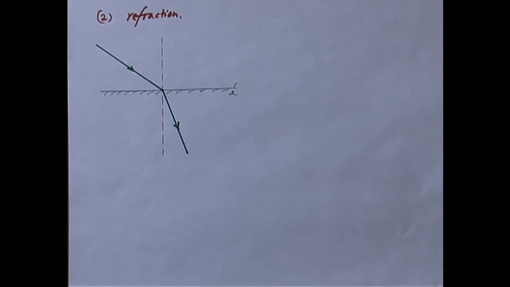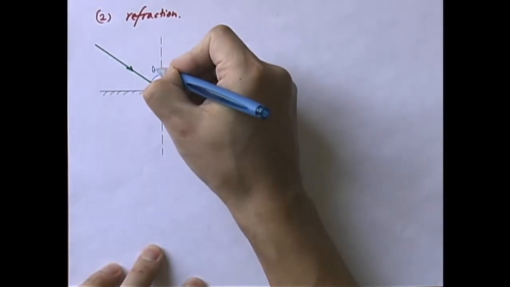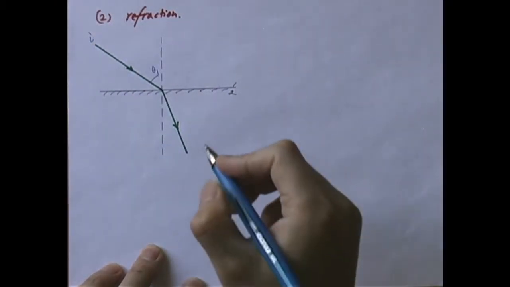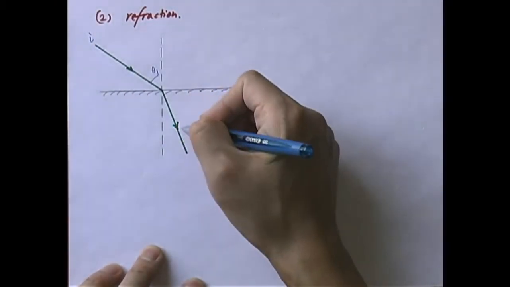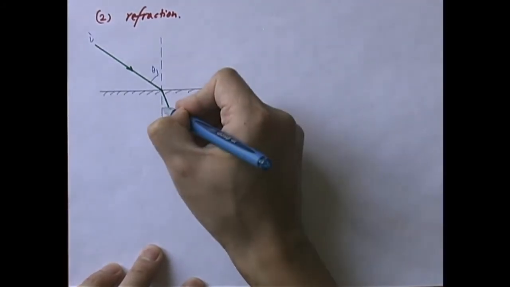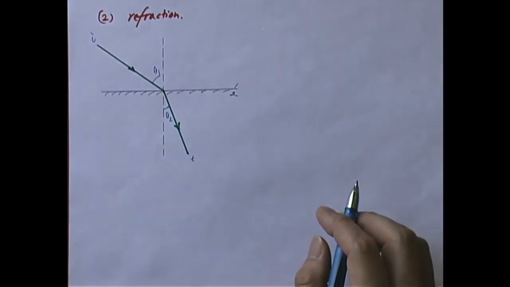In this case, the angle of incidence is theta 1. Okay, this is I, right? And this is the transmitted light, or refracted light. We call it T for transmitted light, and this angle is theta 2. In general, theta 1 and theta 2 are not equal to each other.